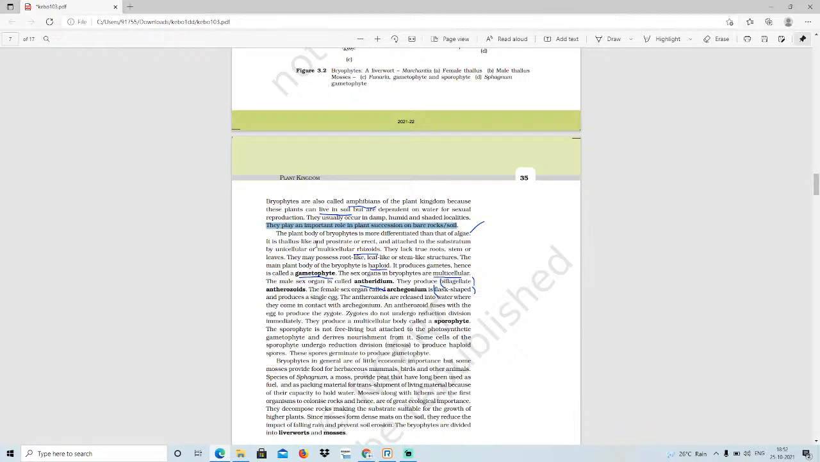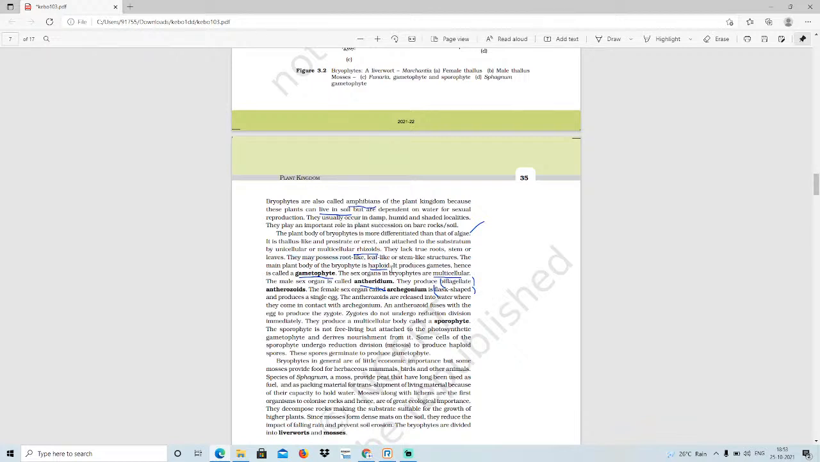So it is thallus-like and prostrate or erect, and attached to the substratum by unicellular or multicellular rhizoids. So this means that it is not as simple as algae, but still it is thallus-like, and also it is attached to the substratum by unicellular or multicellular rhizoids. So after talking about rhizoids, they are telling about roots. That means that instead of roots, they have rhizoids. They have no true roots, stems, or leaves. They may possess root-like, leaf-like, and stem-like structures, but they don't have a real root, leaf, or stem.